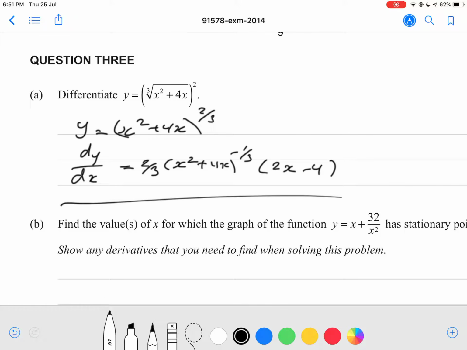Then you'll get dy over dx equals 2/3 of (x squared plus 4x) to the power of negative 1 over 3, times (2x minus 4). And getting up to here, that's an achieved mark there.